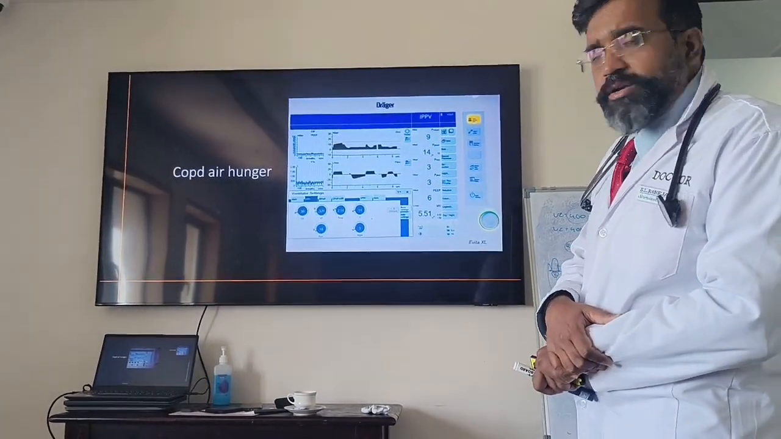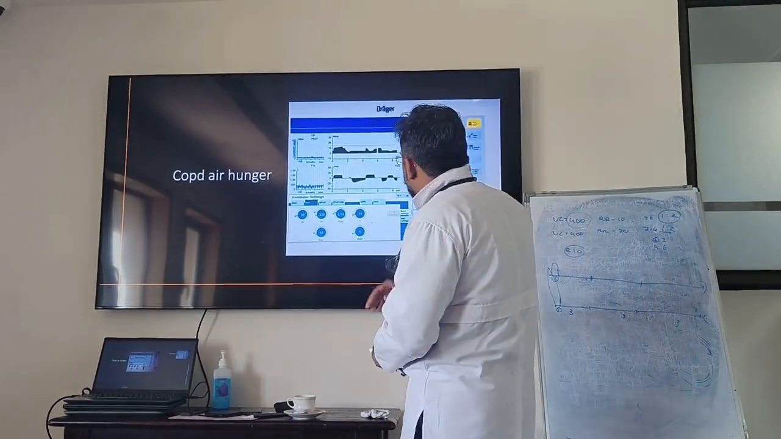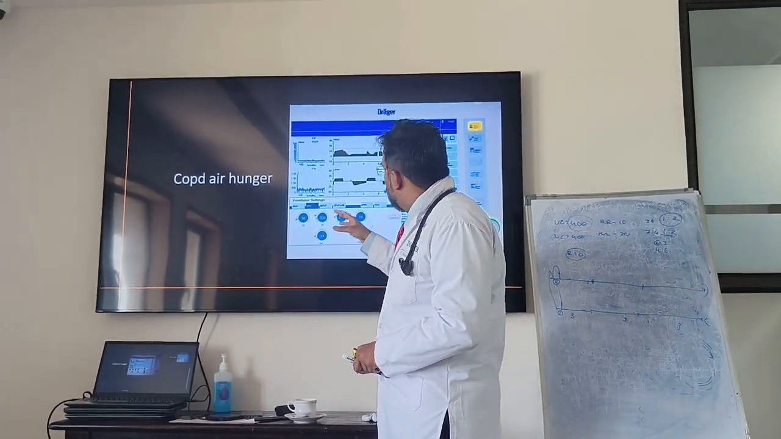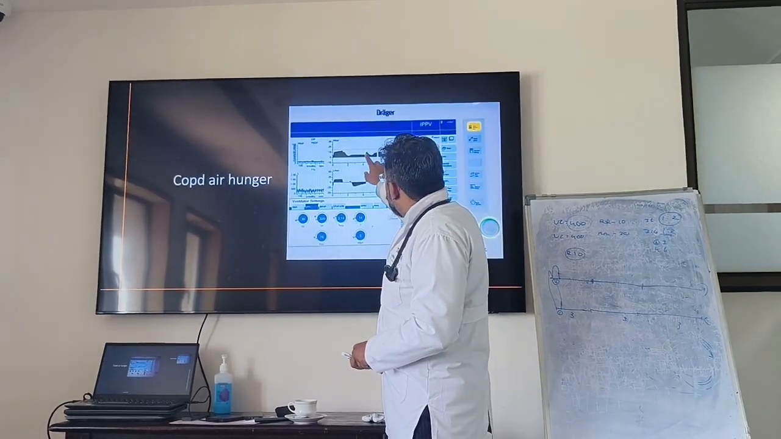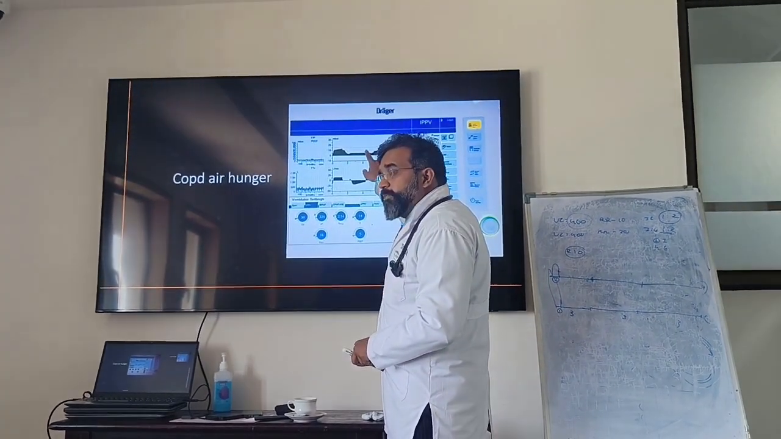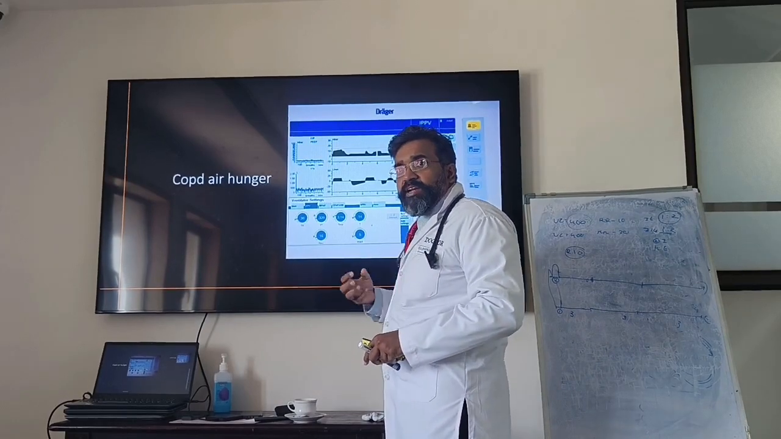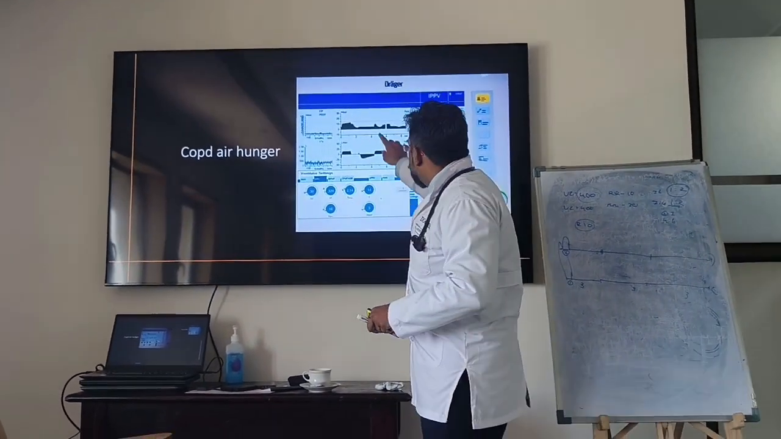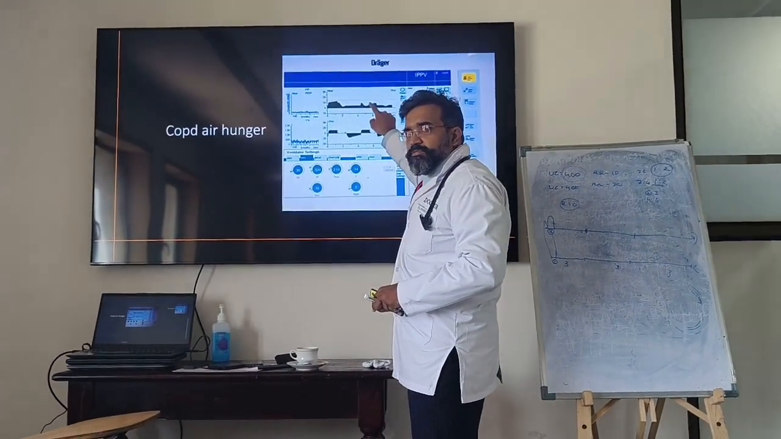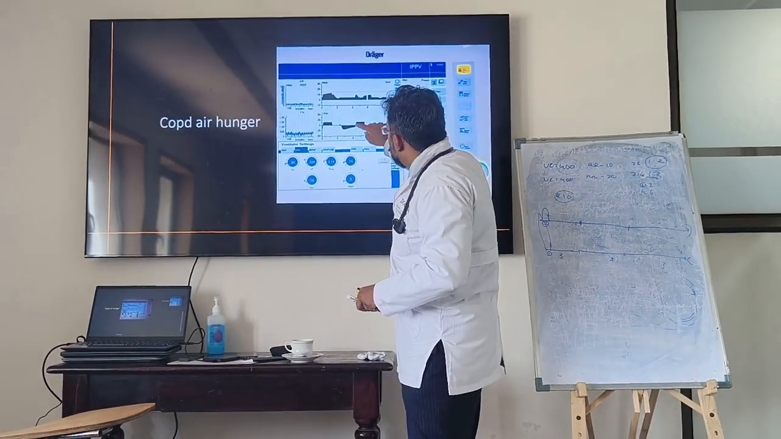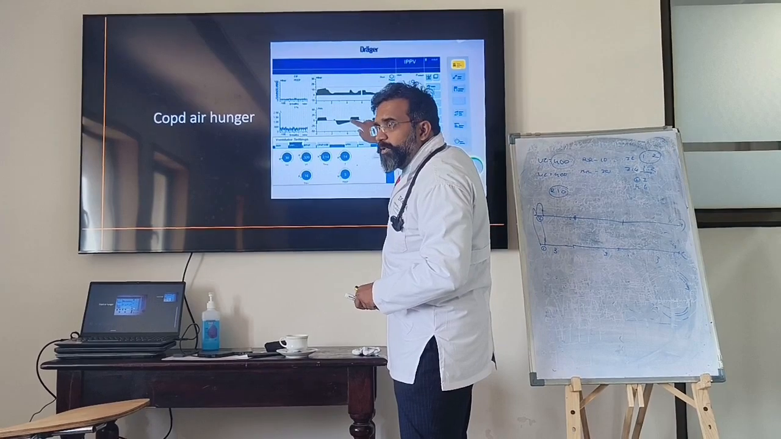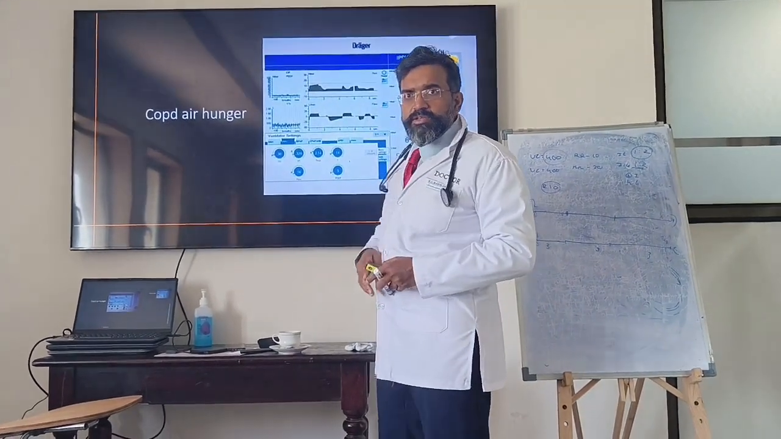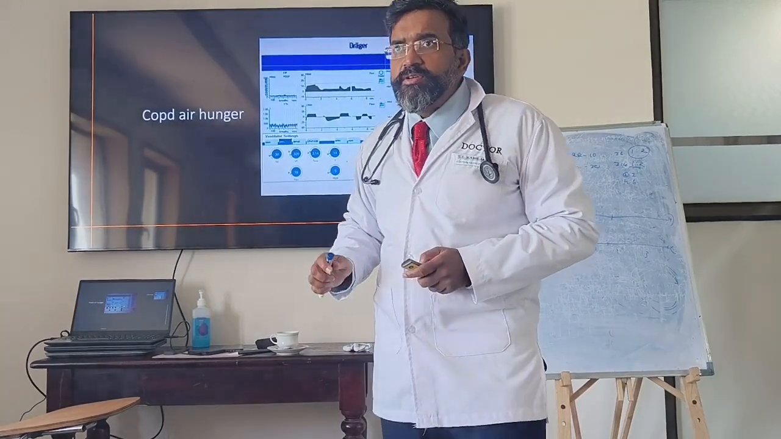Now what is air hunger? What is happening over here? First of all, this is spontaneous. The patient is trying to breathe on his own. The pressure goes up, the ventilator triggers, but the patient takes in more air. The pressure tries to go towards negative. Since it's trying to go towards negative, the ventilator thinks the patient probably needs more breath and starts giving more breath. It triggers the ventilator. This is air hunger, air starvation.